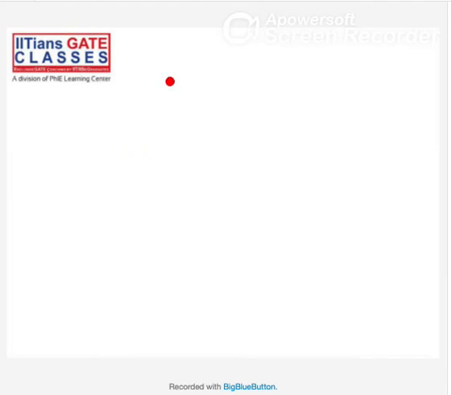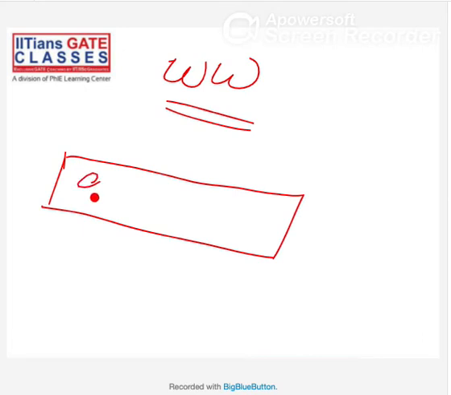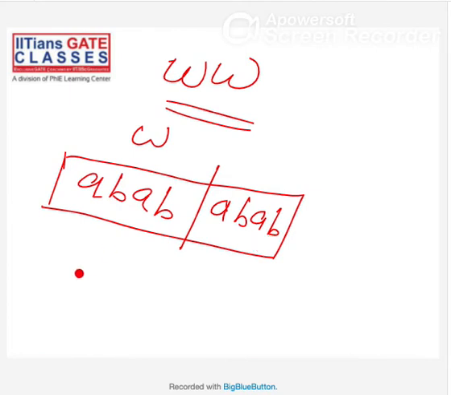But now consider this language WW. What is the meaning of this WW? This is the meaning. AB, let's assume this is W. Let's assume this is the first half W. Then you have again W, meaning AB. Now this type of language, the WW language, you cannot accept using a PDA.